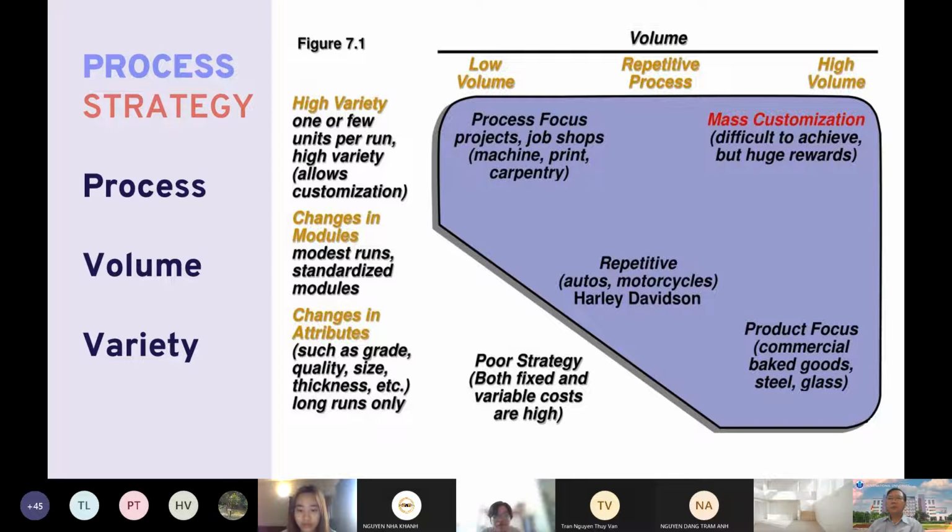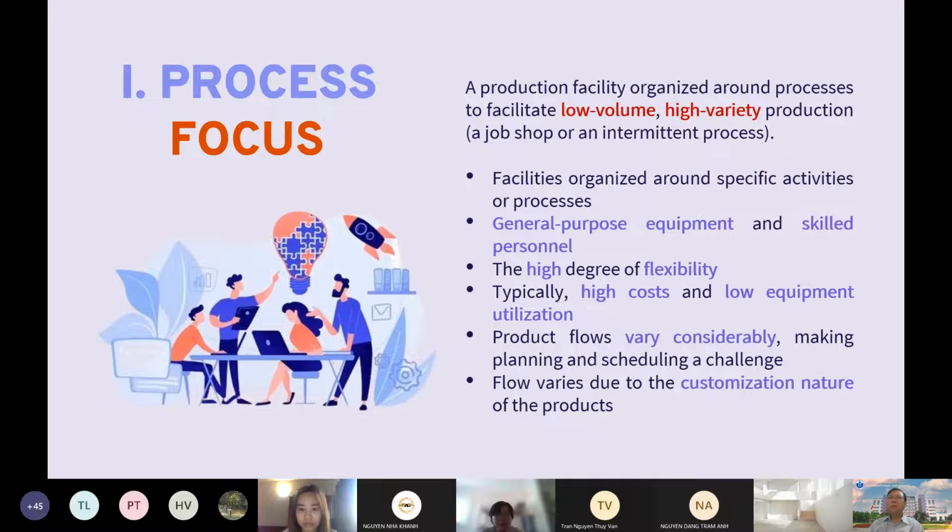So let's look at each strategy in a bit more detail. The process focus: the production facility is organized around processes to facilitate low volume and high variety production. What it means is that we are doing custom jobs. This process is also often called the job shop or intermittent process, and it uses general purpose equipment and highly skilled labor to run those machines. Typically, it has high cost and low equipment utilization.